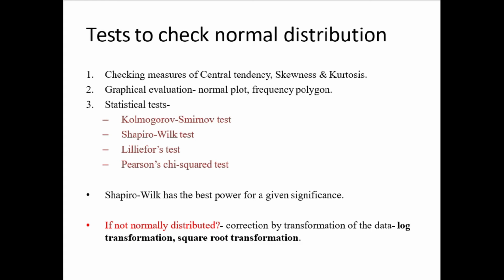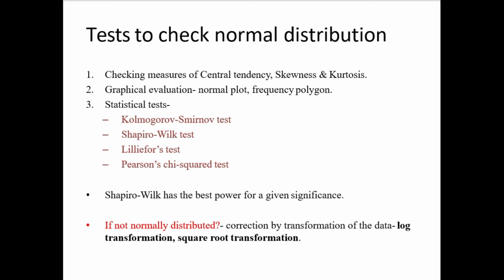Kolmogorov-Smirnov test, Shapiro-Wilk test, Lilliefors test, Pearson chi-square test. Shapiro-Wilk has the best power for significance. If the data is not normally distributed, we use a transformation of the data. We are using log transformation.